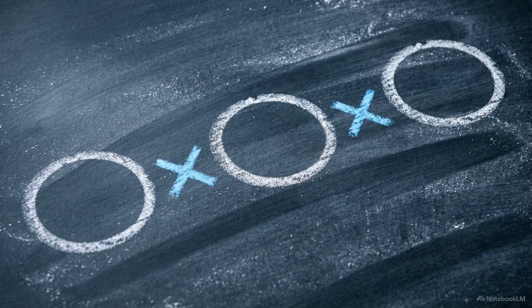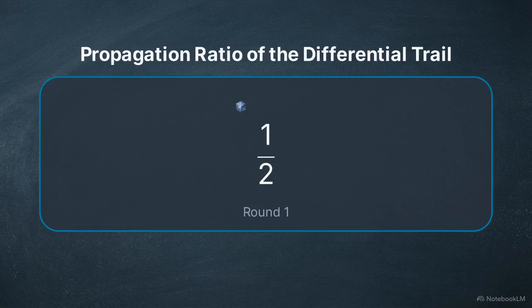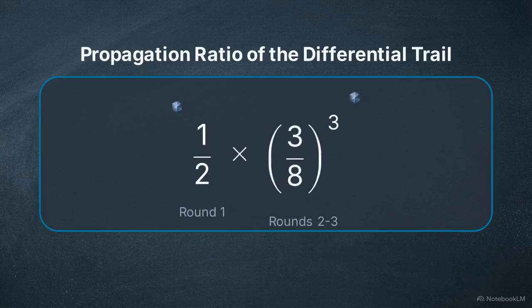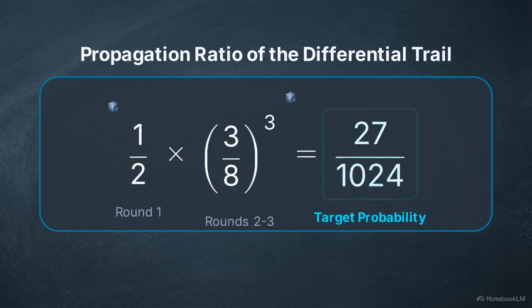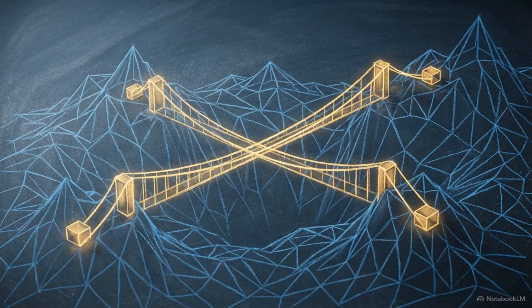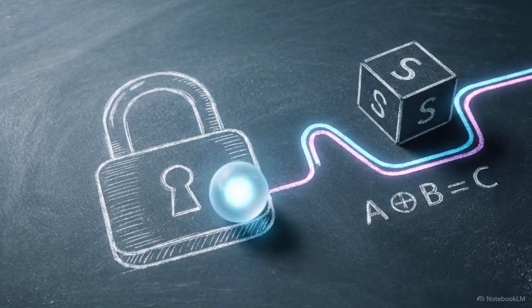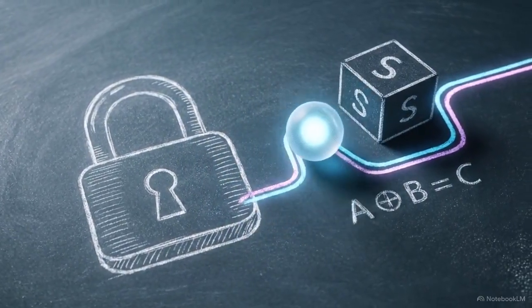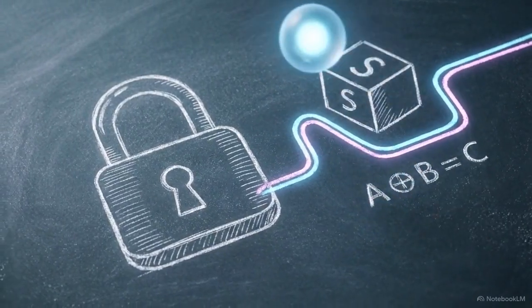To find the probability of the difference surviving this entire path, we apply a mathematical assumption. We treat the rounds as independent events. We multiply the propagation ratios of all the active differentials together. The math yields the exact probability for this full sequence. By chaining these localized biases, we have built a predictable mathematical bridge. We can feed a specific input difference into the cipher and accurately predict its state at the doorstep of the final round.